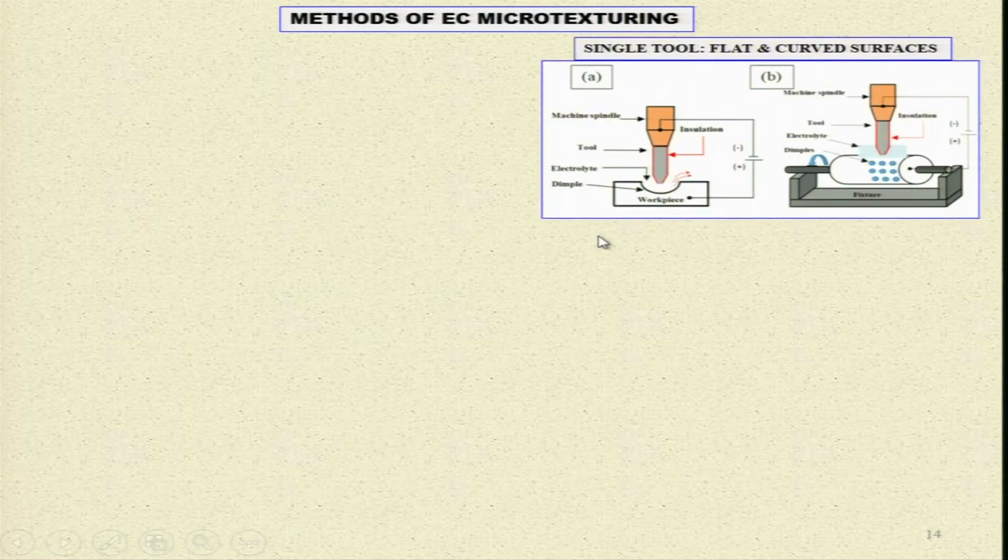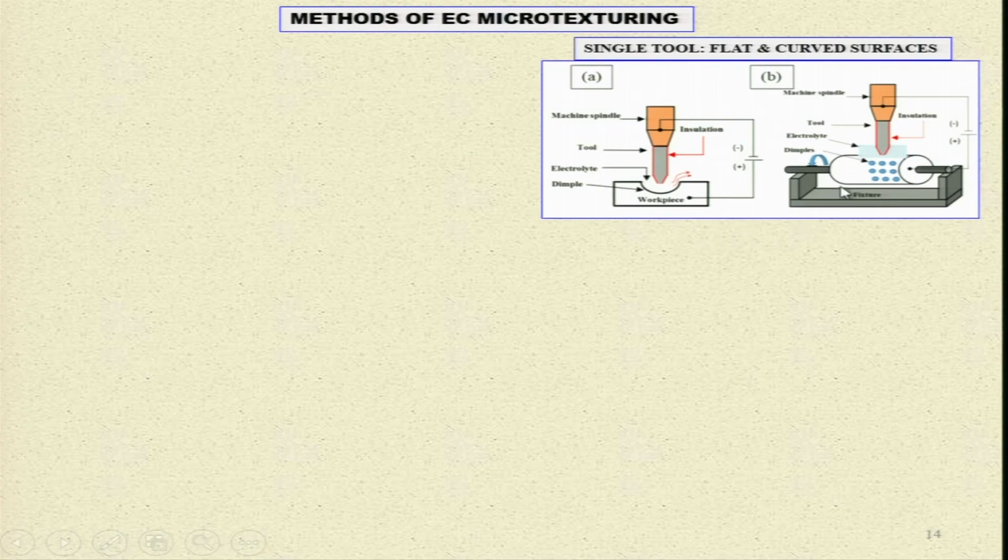Methods of electrochemical microtexturing. Now, some of them I have told you in the earlier slides. This is the single dimple being created. Over here you can see insulation, this is very important, as I have told you in the lecture on electrochemical micromachining. Insulation plays a very important role in controlling the dimensional accuracy and shape of the machined component, and this is the tool. Electrolyte is being supplied and you can create the micro dimples over here.